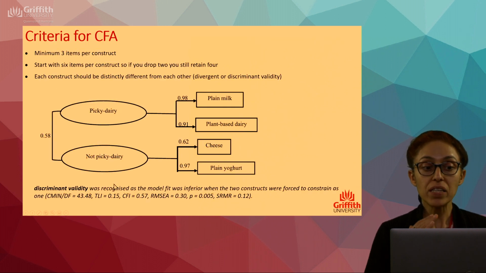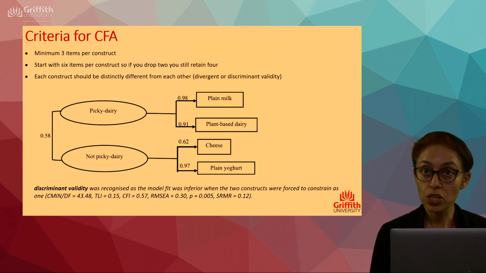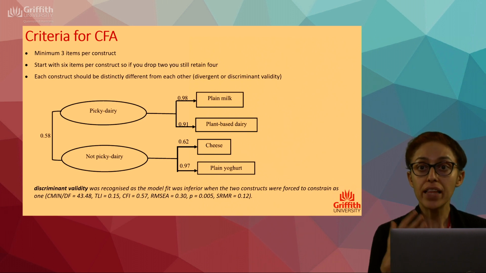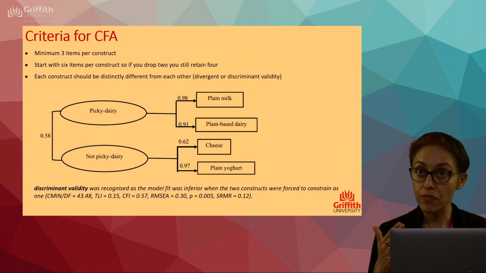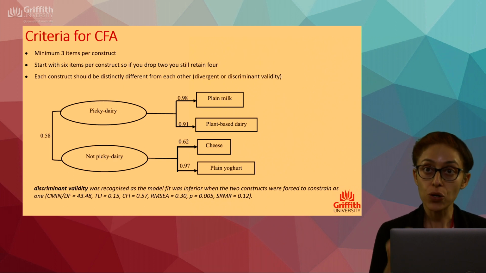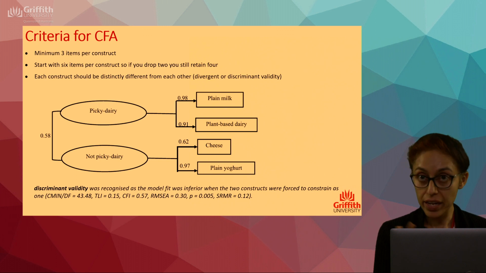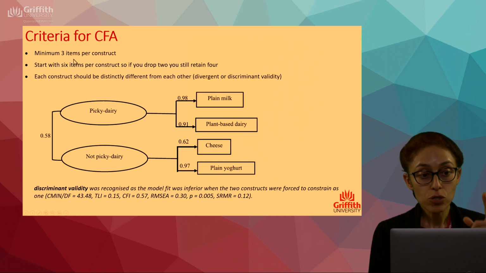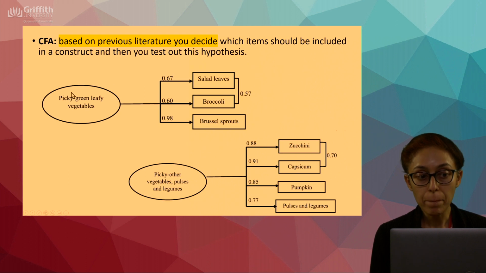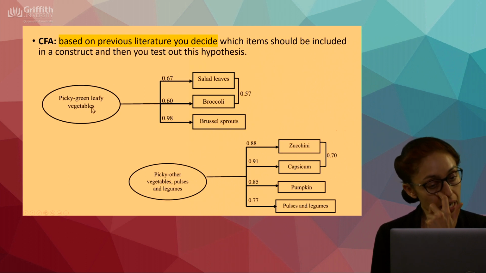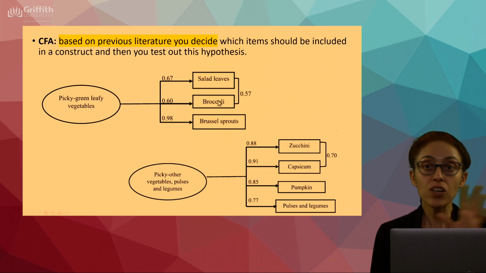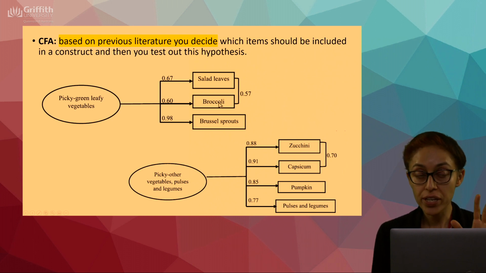There are specific criteria that you need to meet for construct validity. As I said, it is very robust and very accurate, and therefore it has certain prerequisites which need to be fulfilled for you to do an accurate confirmatory factor analysis. So what are the criteria? You should have a minimum of 3 items per construct. So for my dark green leafy vegetable construct, I have a minimum of 3 items. If you only have 2 items, you cannot run a confirmatory factor analysis. Okay.